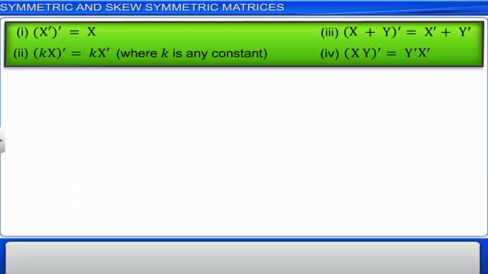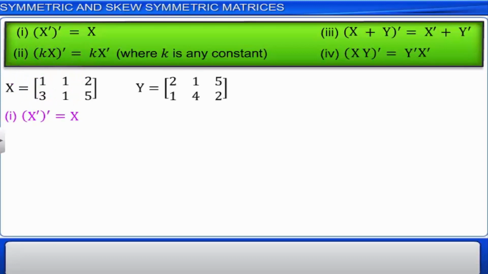Now, we discuss some properties of transpose of matrices. We will now verify these properties with the help of examples. According to the first property, the transpose of the transpose of a matrix is equal to the matrix itself. We will verify this with the matrix X. Let's find the transpose of X.